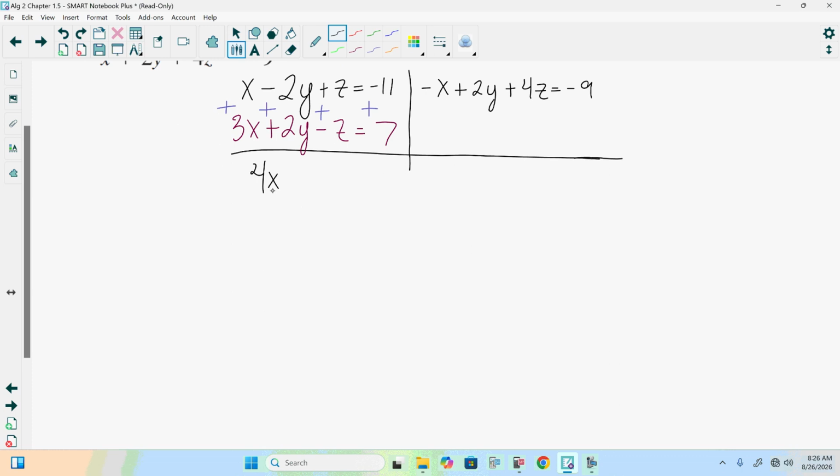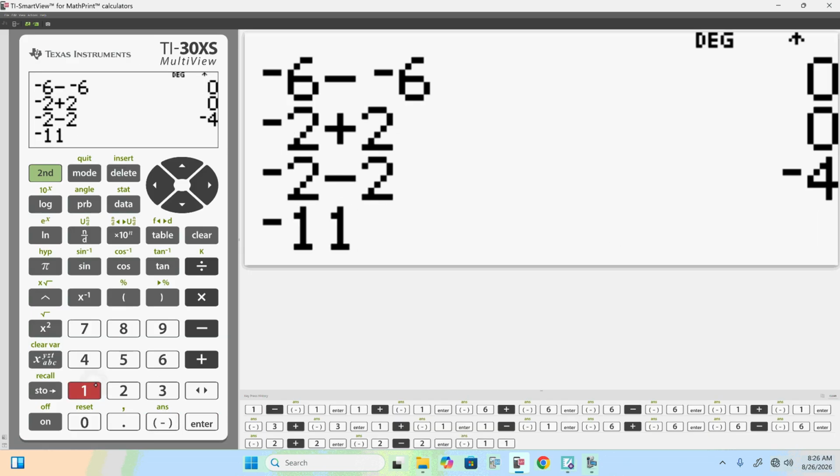You're good. -2y plus 2y is indeed 0. Z plus -z. 1 plus -1 is also 0. -11 plus 7. Almost. Positive or negative? Because the bigger number is negative, -11 plus 7 is -4.